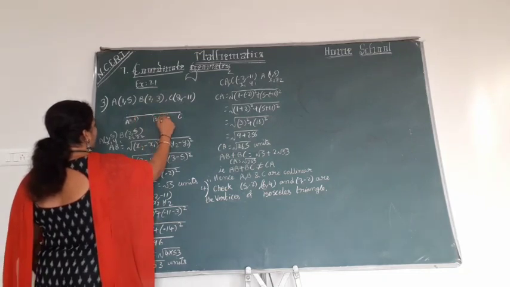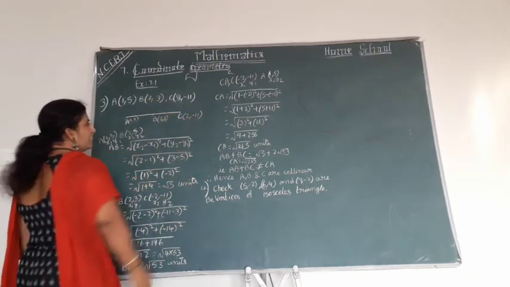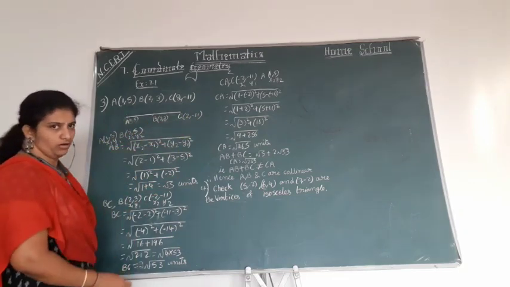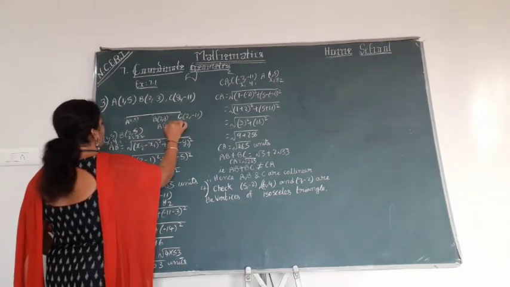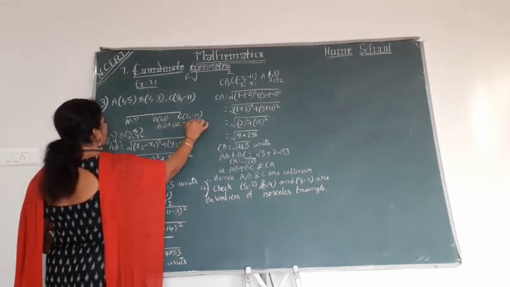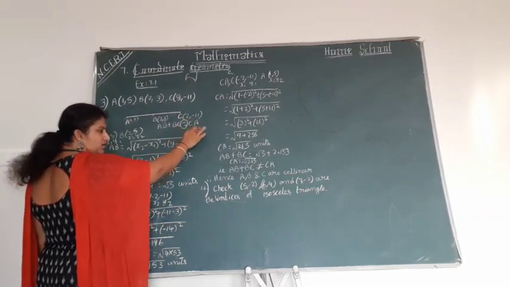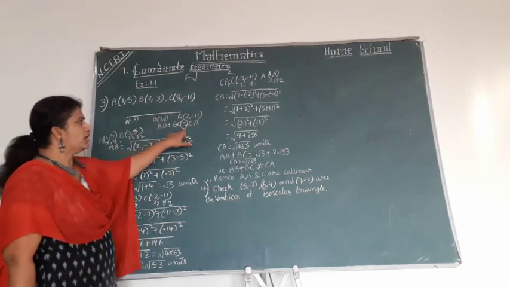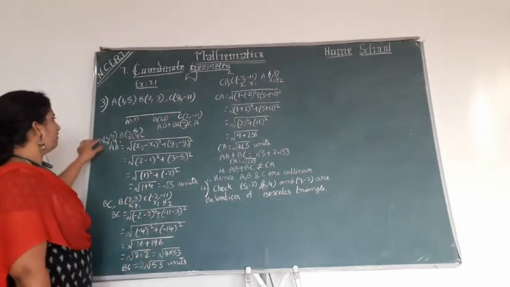A 1, 5, B 2, 3, C 2, -11. Check whether these are collinear or not. How to check? Let me write here. AB plus BC, if this is equal to CA, then they will be collinear. If they are not equal to CA, they are not collinear. Have a look at it.